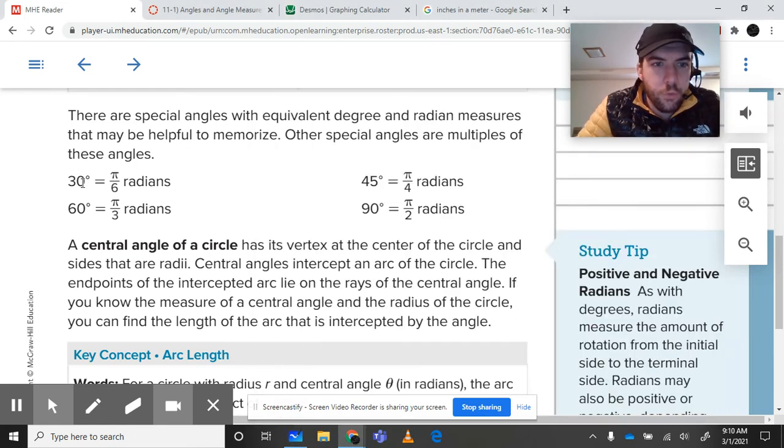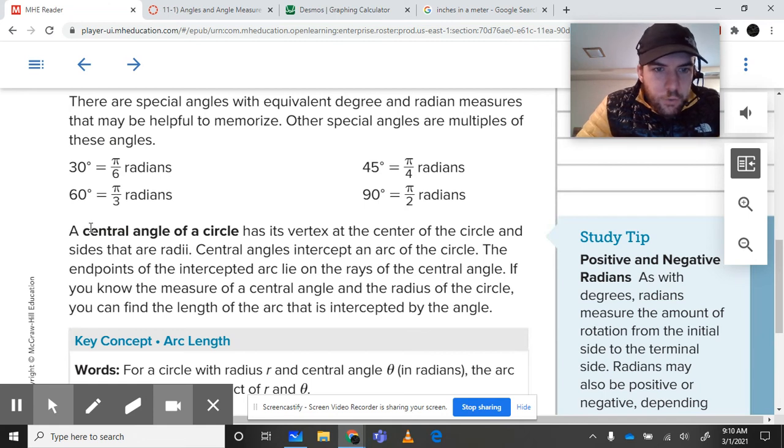And three parts of that are in here. Three of the equivalent radian amounts are in here. We'll see later that these are important ones to keep in mind. They're just good reference points around our circle.